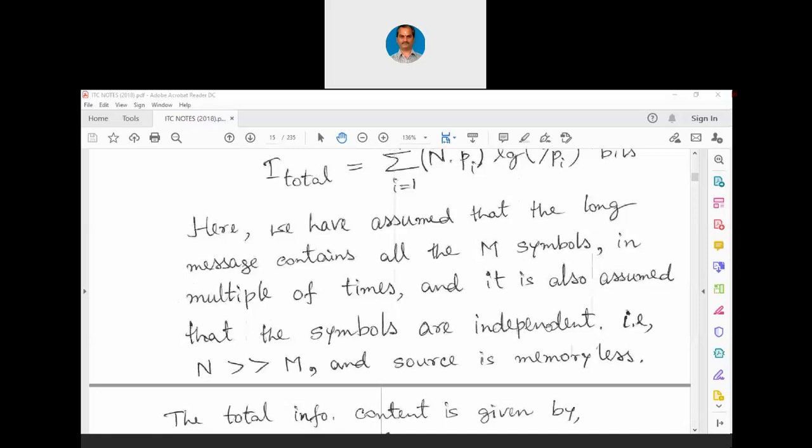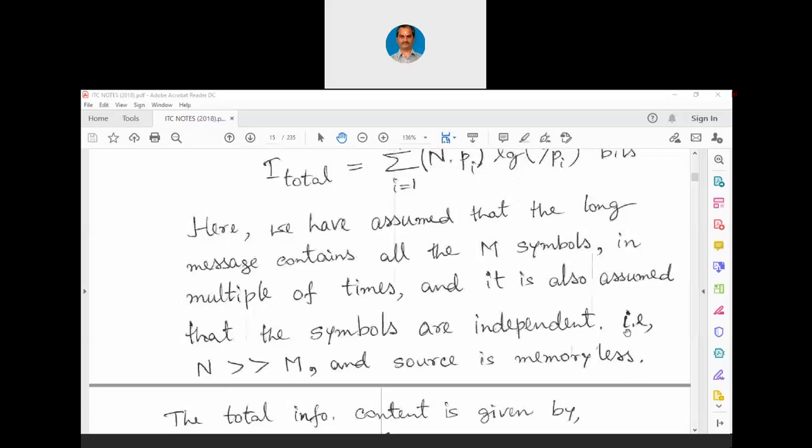That is, N is much larger than M. And we assume that the source is memoryless. What is the meaning of this sentence, source is memoryless? Source is memoryless means A and B are unrelated. Which means after a symbol is transmitted, the next symbol which is being transmitted is not related to the previous symbol. That way the source is memoryless.